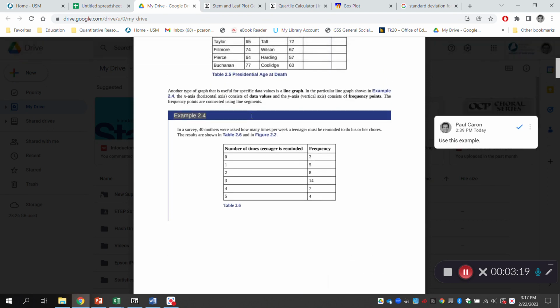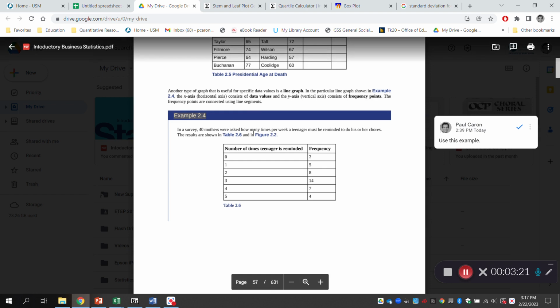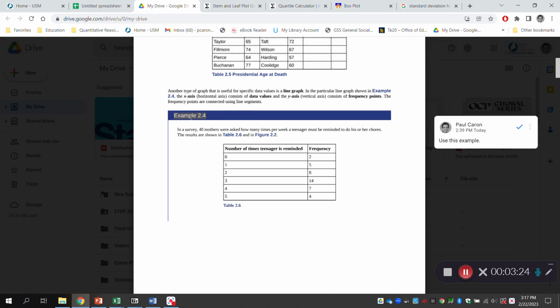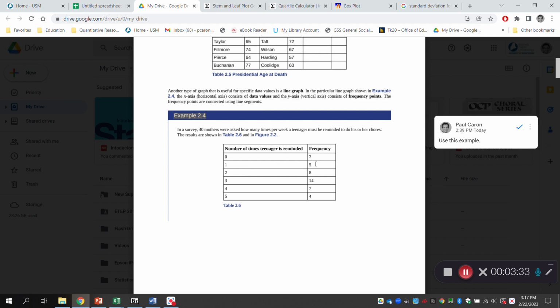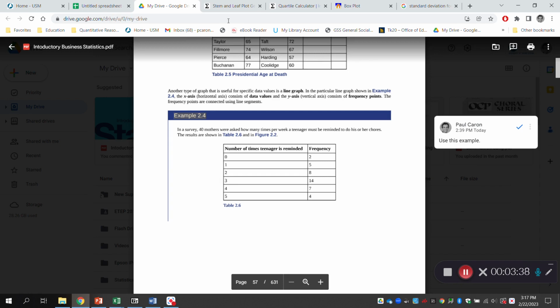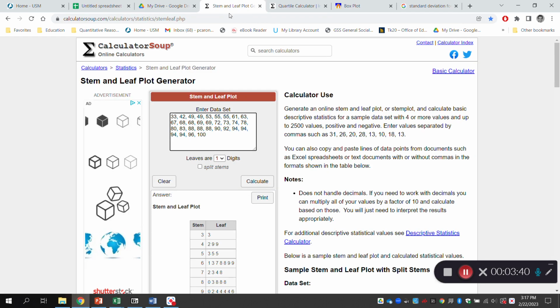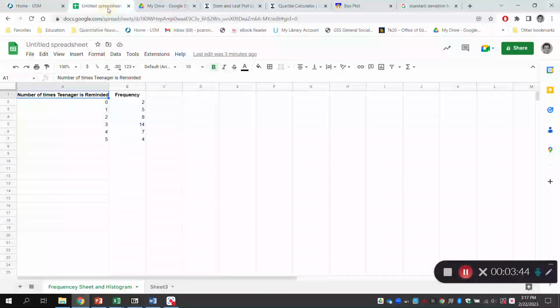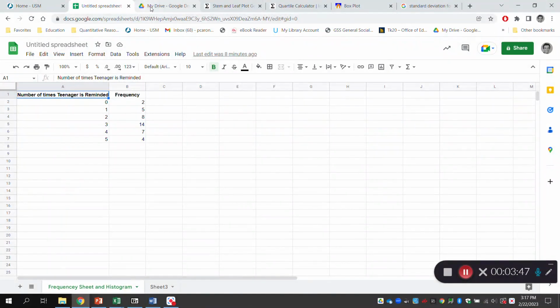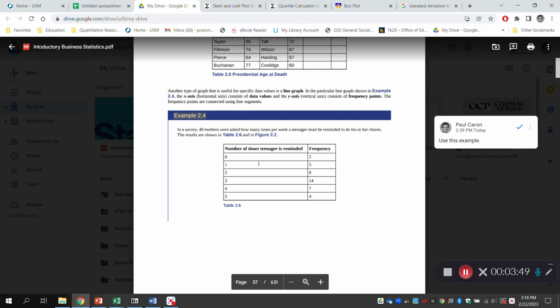And so I then taken this particular example here, example 2.4, where 40 mothers were asked how many times per week a teenager must be reminded to do his or her chores. So from 0 to 5 is the number, and the frequency is 2, there's 14, and so on. Put this in the stem and leaf plot. So I have the stem and leaf plot here, and I'm sorry, I put it in the graph over here, and I'm going to talk about that in a second. So that's one of the things that you can do, is make another type of plot.